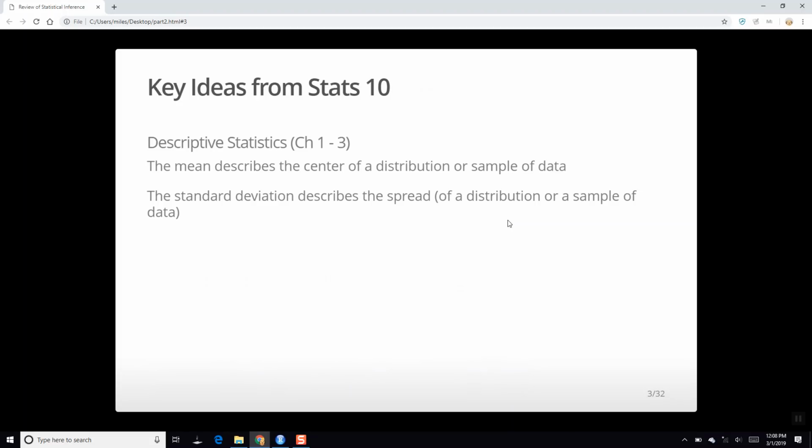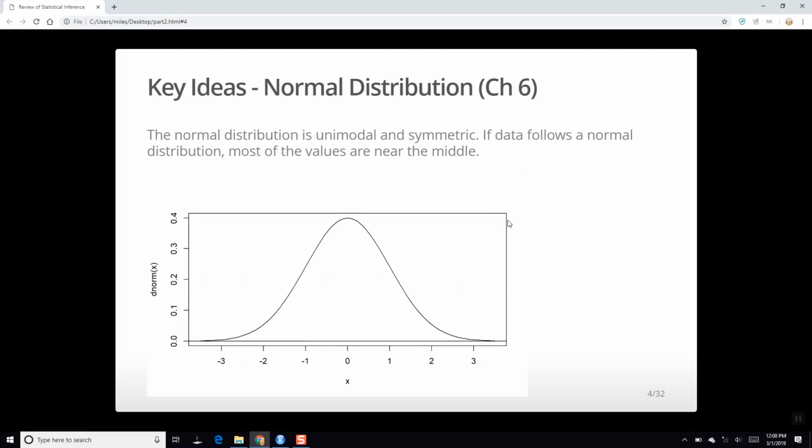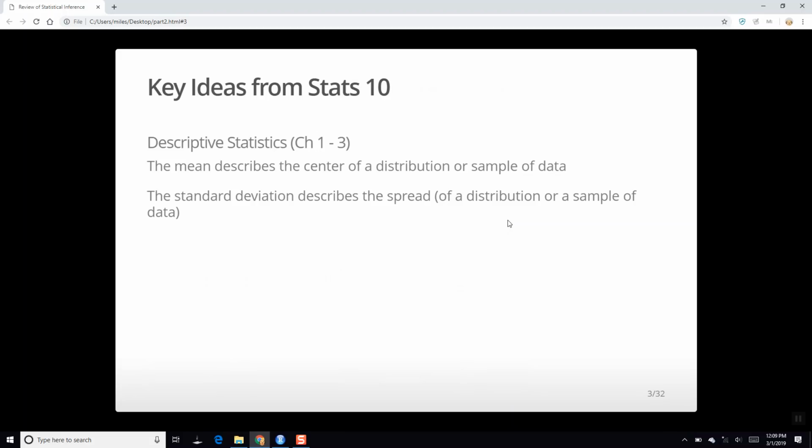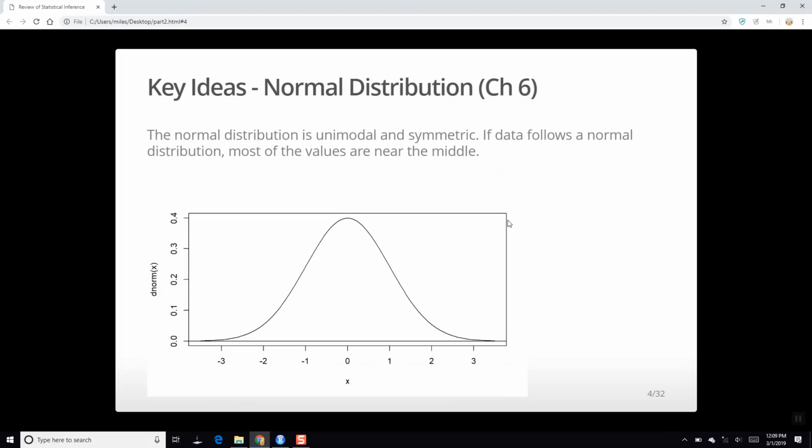You spend like a few weeks just talking about the mean and the standard deviation. I love teaching Stats 10, okay? So I'm not knocking Stats 10 at all. I love teaching Stats 10, but really those first few weeks can be boiled down to these 2 sentences here, okay? Is that silly? And then you talk about the normal distribution, okay?